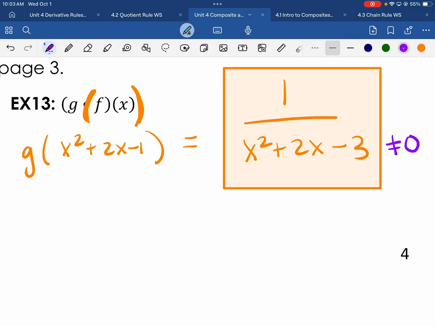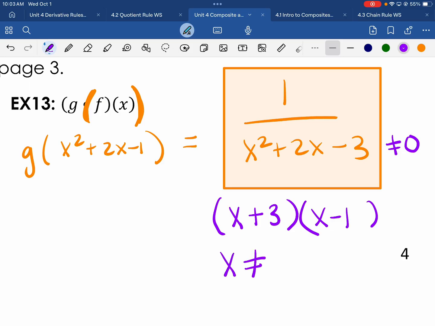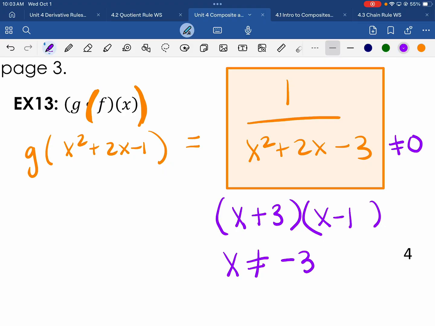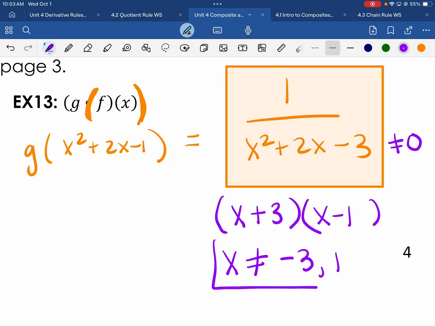Yes. So if you have a squared, and you are trying to solve, what do you do? Factor. So what multiplies to give me negative 3 but adds to give me 2? Yes. So x plus 3, x minus 1. So my two restrictions are going to be? Negative 3 and 1. Yep.